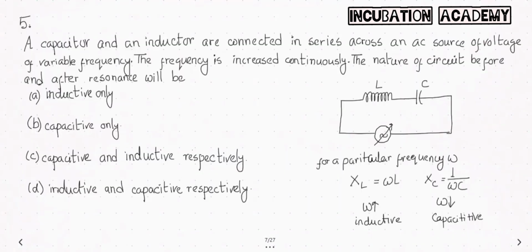So according to the options, the circuit cannot be inductive only. If you increase the frequency, it cannot be inductive only, because since the inductor and capacitor both are present there, for the same reasons it cannot be capacitive only. So it is capacitive then inductive.